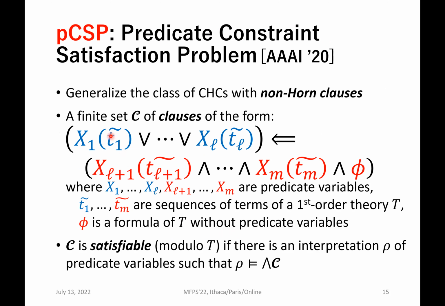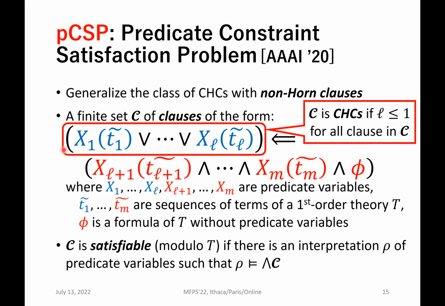So PCSP generalizes the class of CSCs with non-Horn clauses, I mean arbitrary clauses. The clauses of CSCs are restricted. By contrast, as you can see here, the head of a clause can be an arbitrary number of disjunctions of predicate variable applications. And note that if the number L is less than or equal to 1 for all clauses in the constraint set, we call the set of constraints CSCs. We generalize to this form.